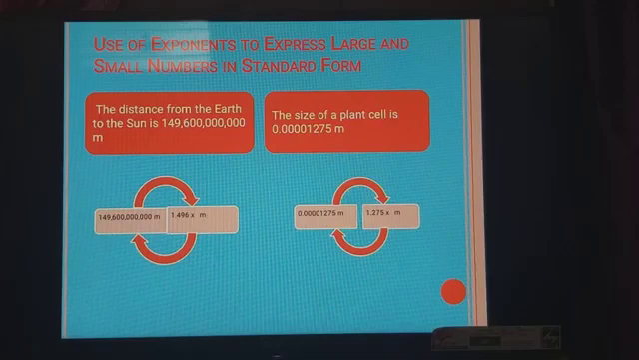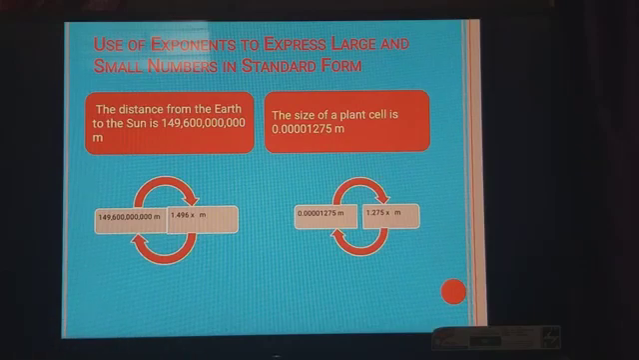Our next concept is the use of exponents to express large and small numbers in standard form. In our earlier classes we have seen lots of large numbers expressed in exponential form, but in this class we will see lots of small numbers. For example, the size of a plant cell, the size of an electron, the weight of an electron. These are very small numbers but in a big expanded form. So we can use exponential form to express them.